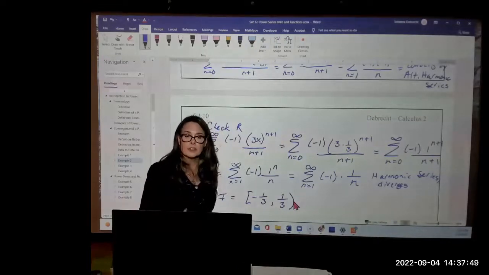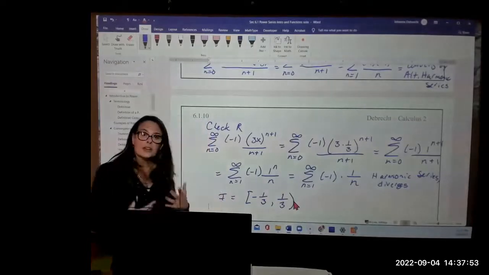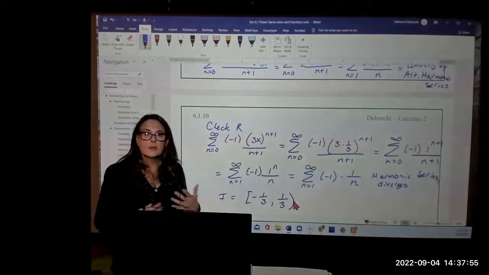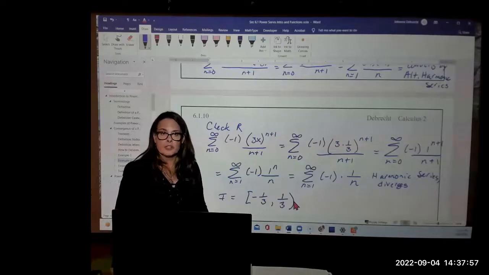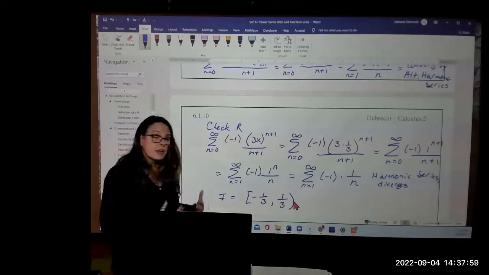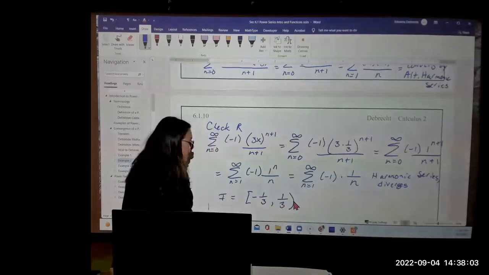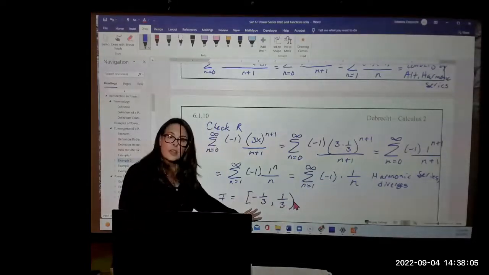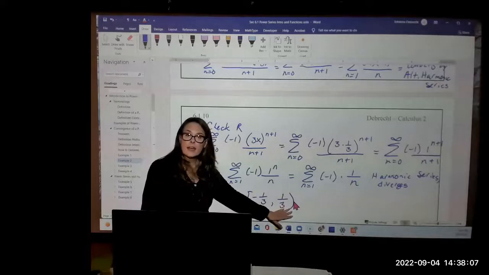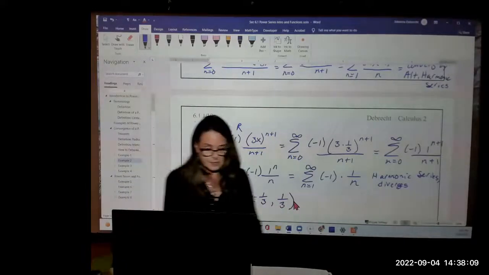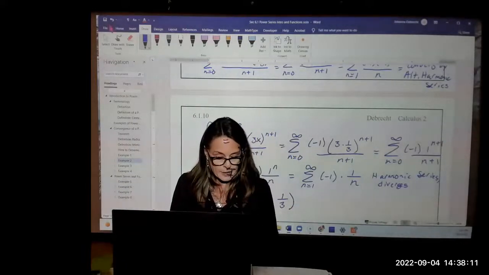which diverges. Okay? So in this particular case, we had to apply the ratio test because we could not write it as a strictly geometric series. And because of that, we had to check each individual endpoint. We found that it converged at the left endpoint, but not at the right endpoint. Let's take a look at another example.